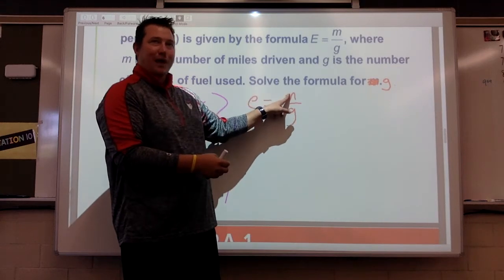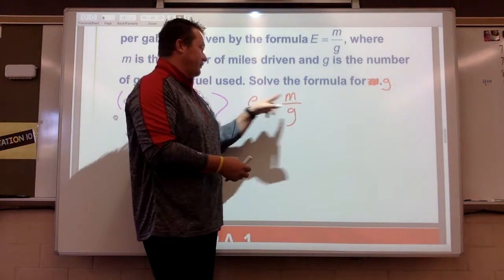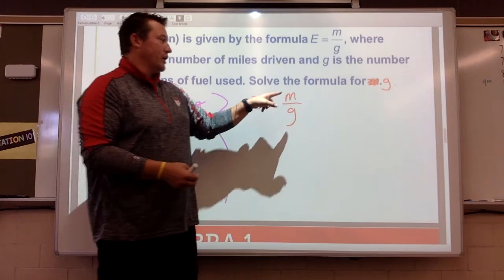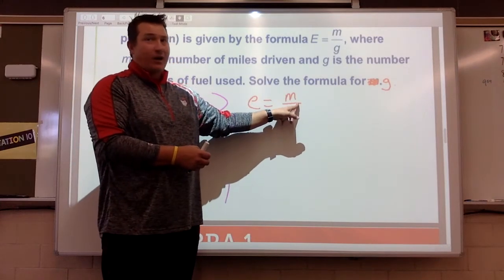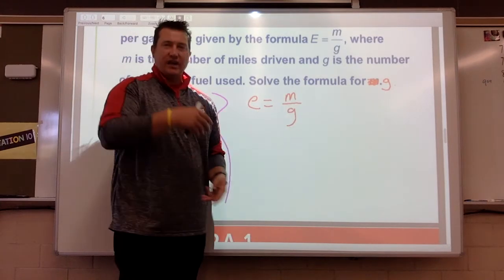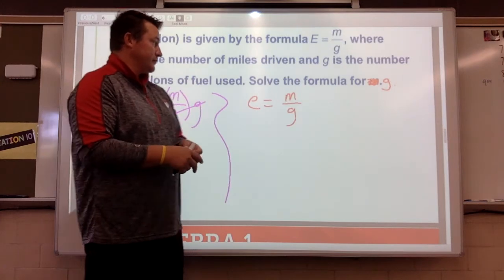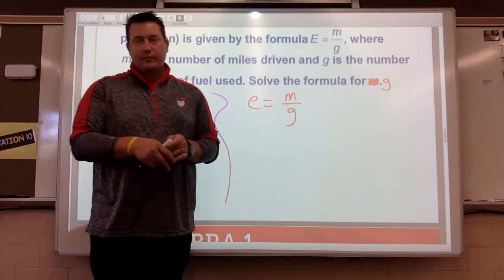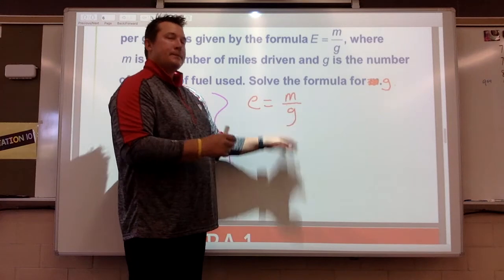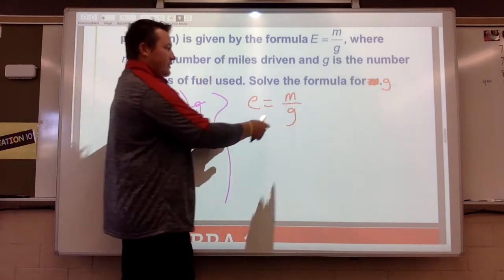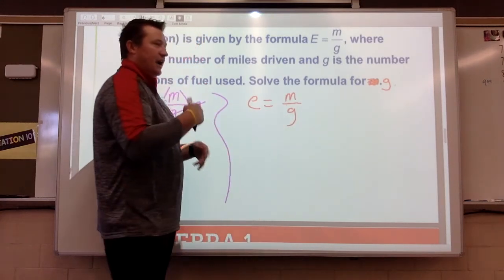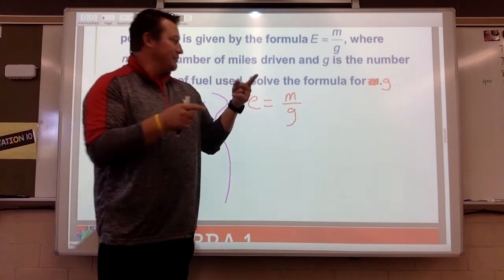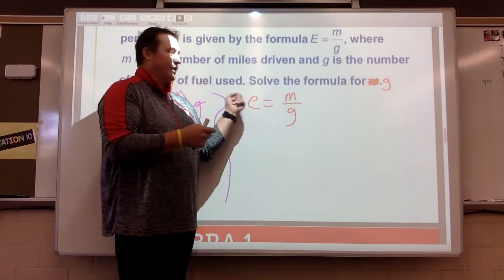Well, can't I just multiply by M and multiply both sides by M? No, because when you do that, this doesn't go away. Oh, well then can I just divide by M? No, because that's not going to work either. Here's what has to happen. If I want to solve for G, it's kind of counterintuitive, but I need to move G over here with E first.